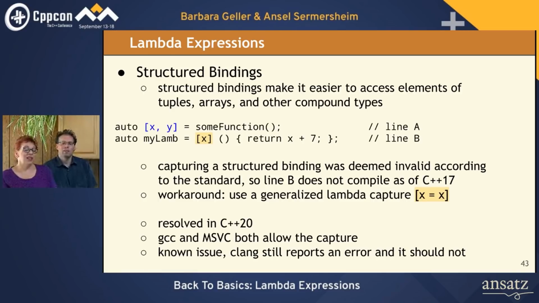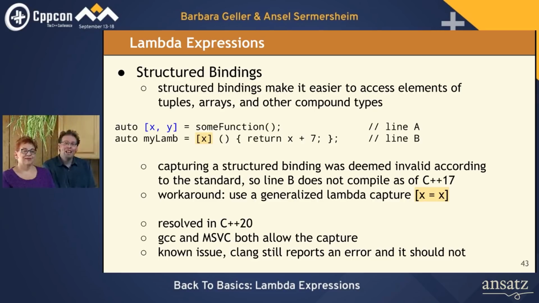And in C++17, line B is actually ill-formed. However, MSVC and GCC said, that's fine, I don't care. I'm just going to go ahead, I'm not reporting an error. I know you wanted to do a capture and everything works fine. However, this was incorrect because this shouldn't be allowed in C++17. This bug was resolved in the C++20 standard, and they allowed capturing a structured binding.